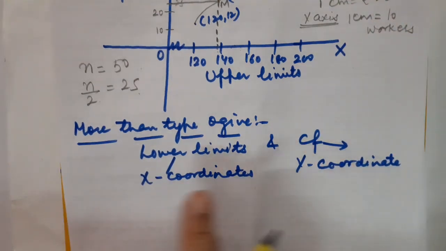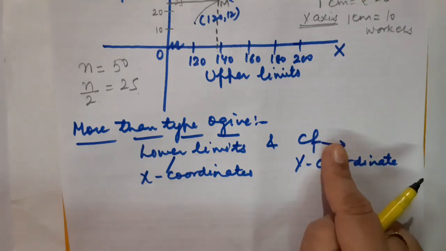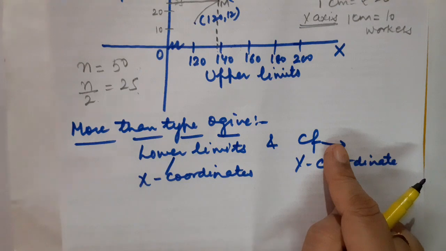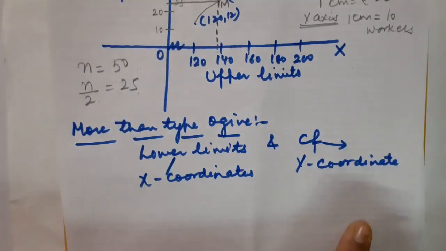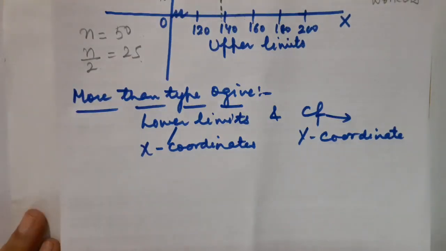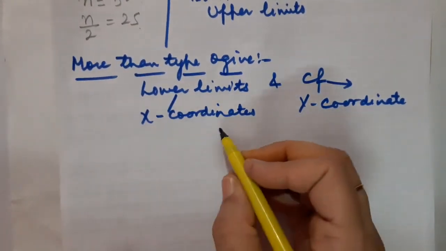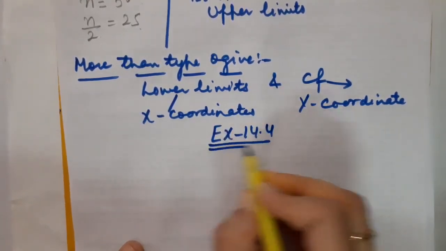After getting the coordinates from lower limit as well as the corresponding cumulative frequency, we are just going to plot them on the Cartesian plane, and when we join them with our free hand, it would come in the downward direction. So let us understand this also using one question from the same exercise, that is 14.4.